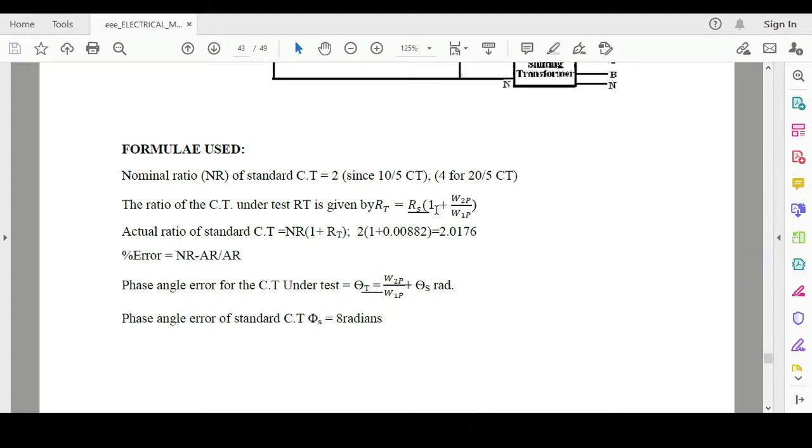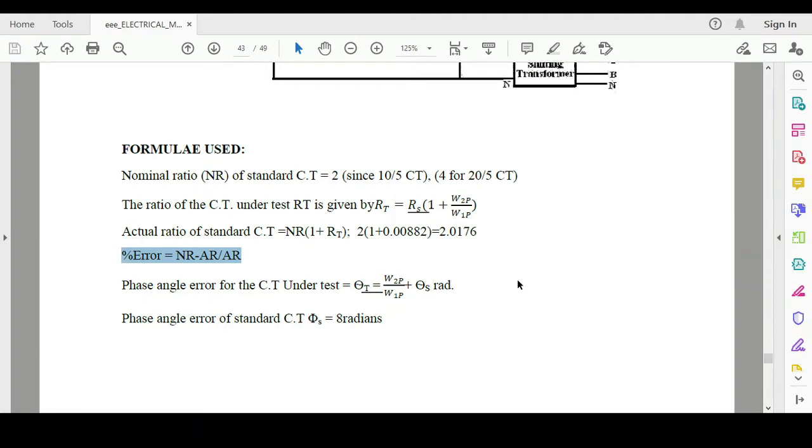So by using these values, we are going to calculate RT here. This RT is substituted in this expression. So we are going to calculate the actual ratio here by using RT and NT. Then we can find out the percentage error. Okay. So we have to calculate the W1P and W2P values here.